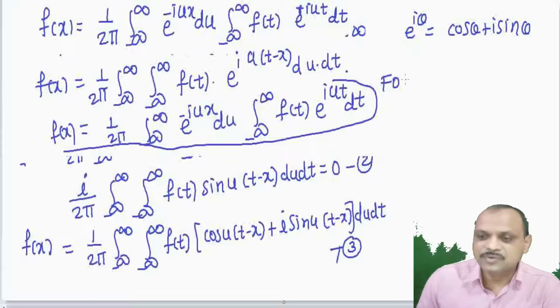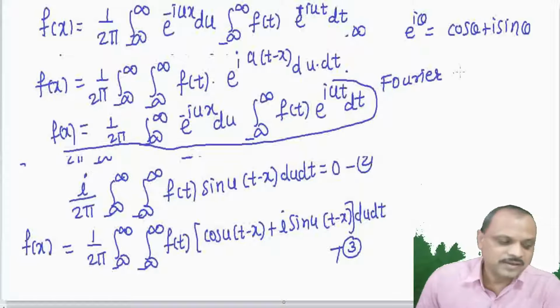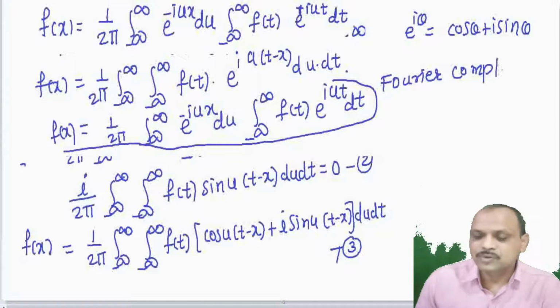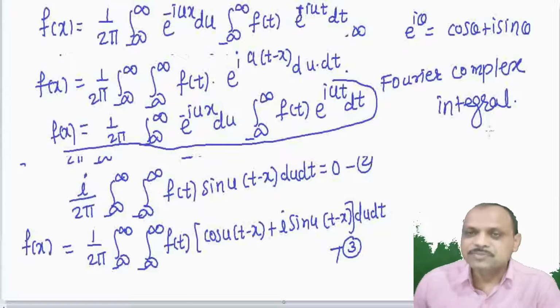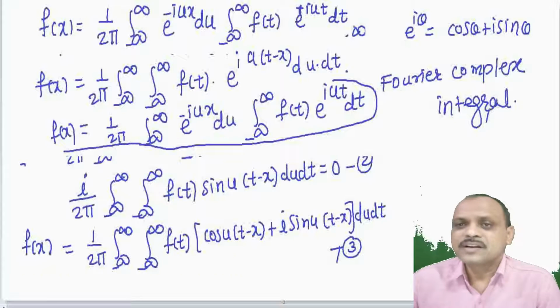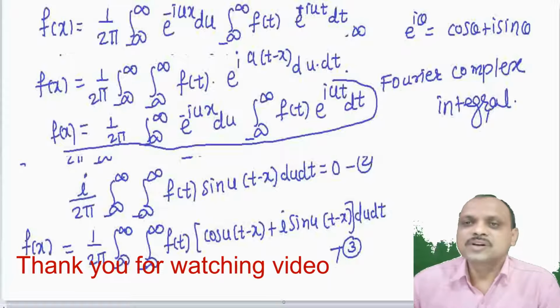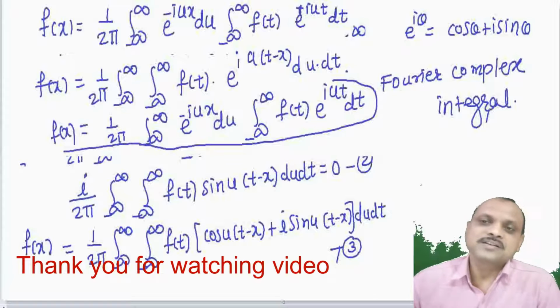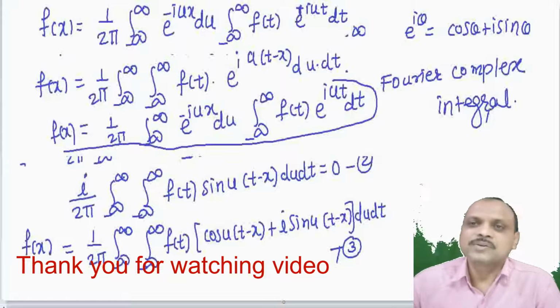It is called the Fourier complex integral, which is very simple. We have applied the Fourier integral to derive the Fourier complex integral, along with a simple definite integral property, that is the integration of an odd function. With these two techniques, we have developed the Fourier complex integral.